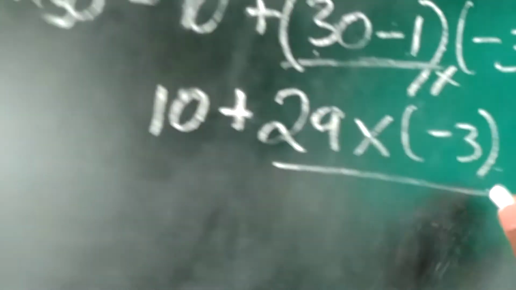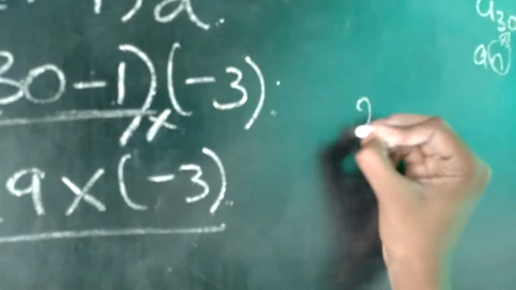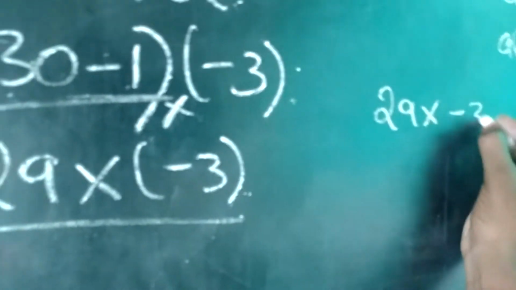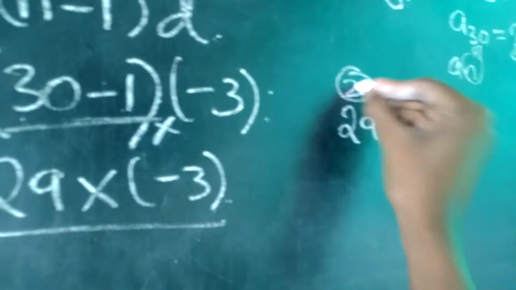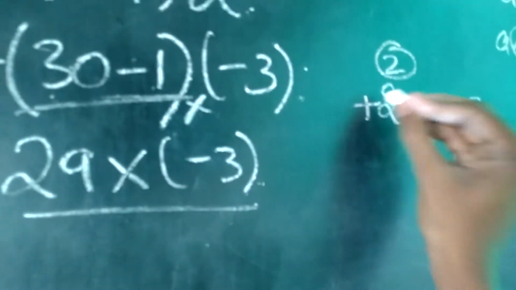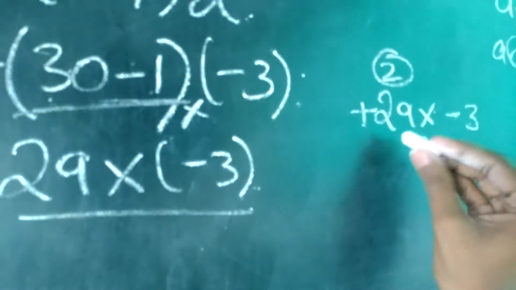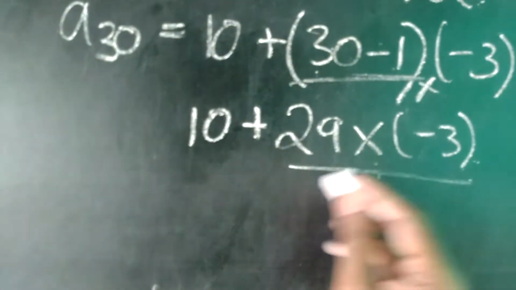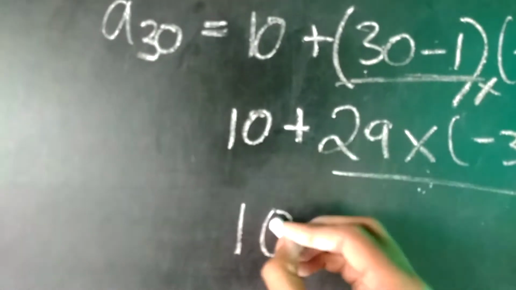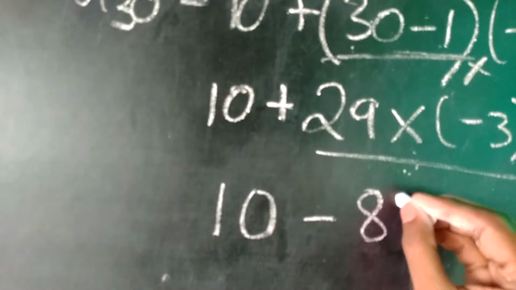So next we need to solve this multiplication. What is 29 into 3? You have to do it separately. 3 9s are 27, 2 carry, 3 2s are 6, 6 plus 2 is 8, so 87. This is nothing means plus, plus into minus is minus. So minus 87. I will write in place of this as minus 87, 10 as it is, minus 87.